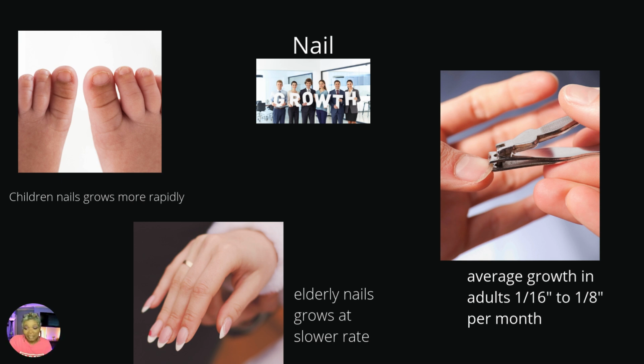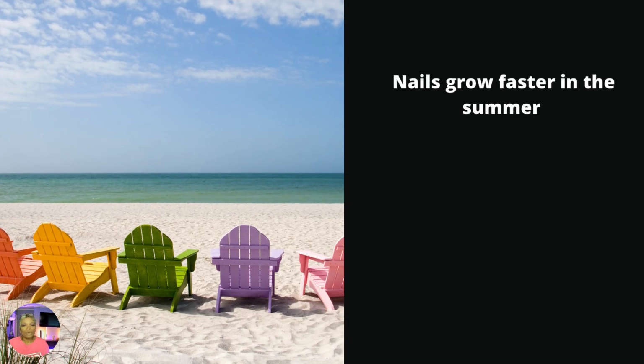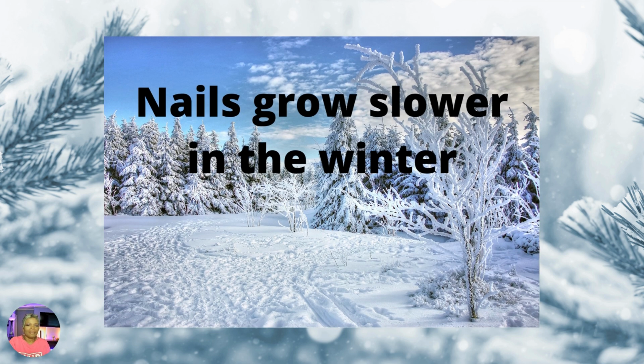Some scientists did. So seasons also affect how the nails grow, and we're going to jump into what season does what. Normally in the summer, it's expected that the nails will grow faster. Why? Because we're more active. We're doing more exercise. We're running more. It's hot, and we may be a little bit more active in the summertime than we are in the wintertime.